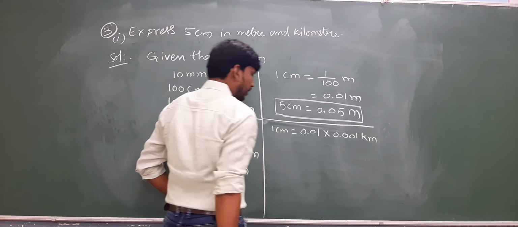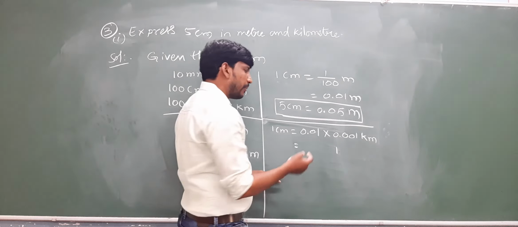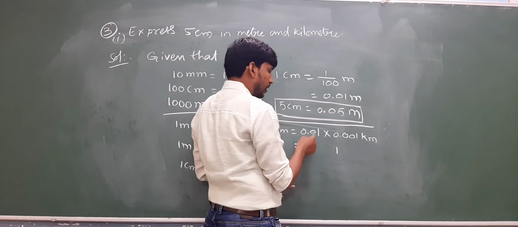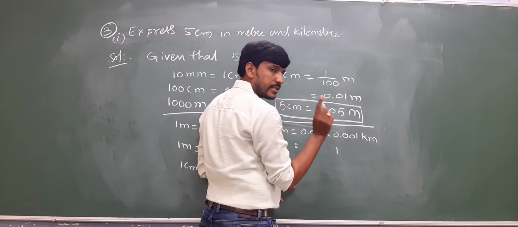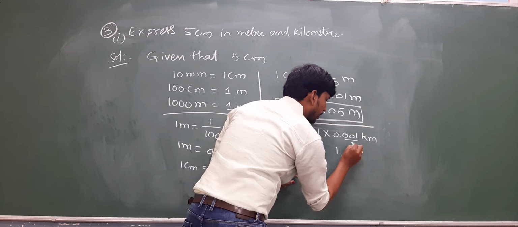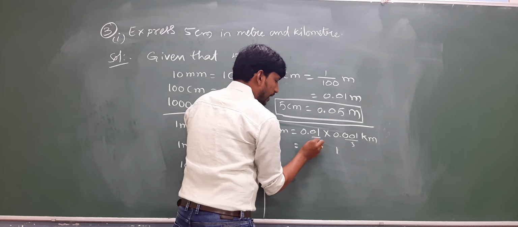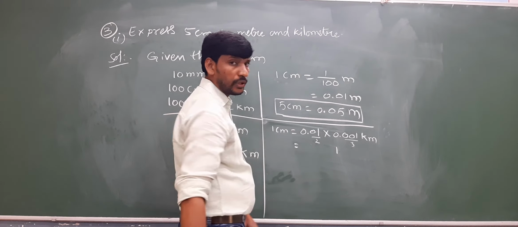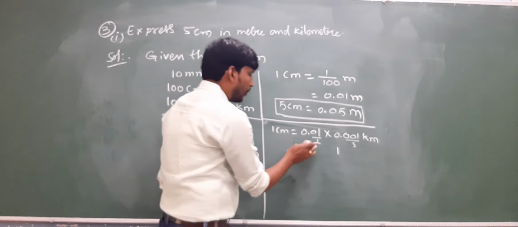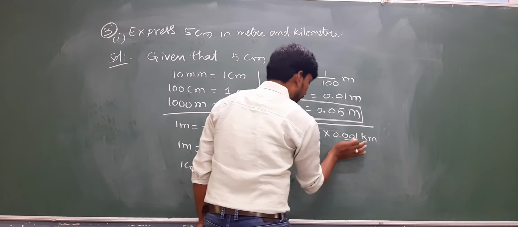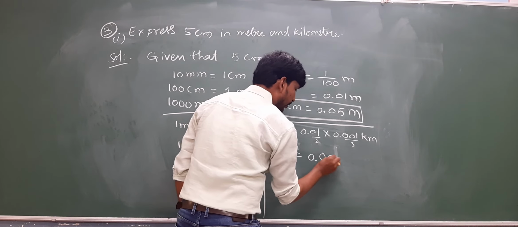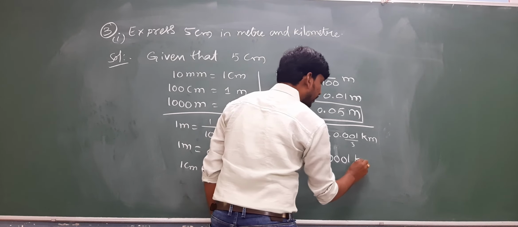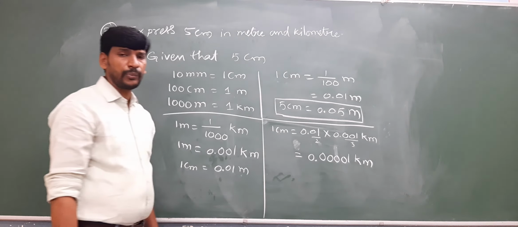Now see this here, count the number of decimal places in both the values. In 0.001, after the decimal you have 3 places. Here, 0.01, 2 places are there. Total how many are there? Total 5 places are there. Now in the answer you are going to get 5 places after the decimal, that is 0.00001 kilometers. I hope you understood that.